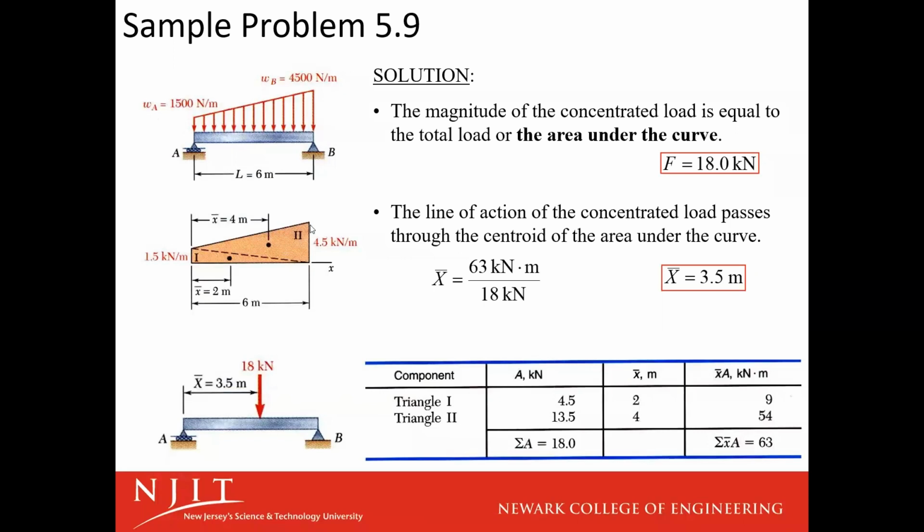For triangle 2, again, it's going to be 1/3 of the total length towards the longest side. In this case, the longest side is on B, so it's going to be 2 away from B. So if we're using A as our origin point, that's going to be 4 meters. Multiply each x-centroid by its respective area, sum those two together, and then divide that by the summation of the areas to get the x bar of the whole profile, which is going to tell you where that force magnitude is being applied. So this force profile is going to be equivalent to an 18 kilonewton force at 3.5 meters from A.